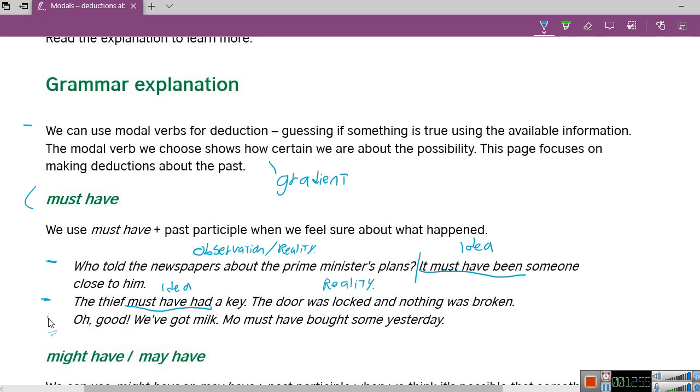Now let's look at this third example. Oh good, we got milk. Mo must have bought some yesterday. So we got milk. That's the thing that I know, the thing that I'm observing, the reality. Mo must have bought some yesterday, and this is my idea. I'm pretty sure Mo must have bought some yesterday, so that's why I use must.